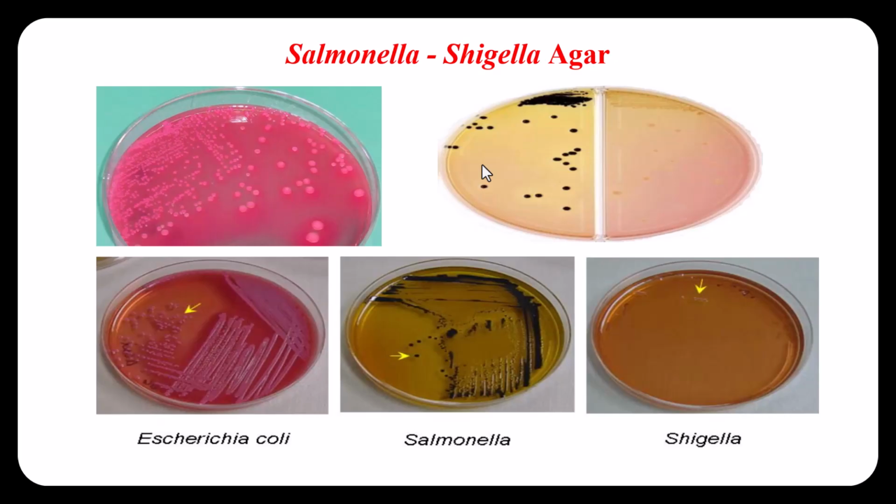Salmonella produces a colorless colony because it's not a lactose fermenter, but with a black center due to the release of hydrogen sulfide. Shigella produces a colorless colony without a black center because they are non-lactose fermenters and do not release hydrogen sulfide.